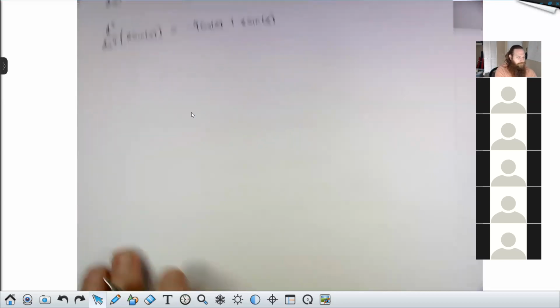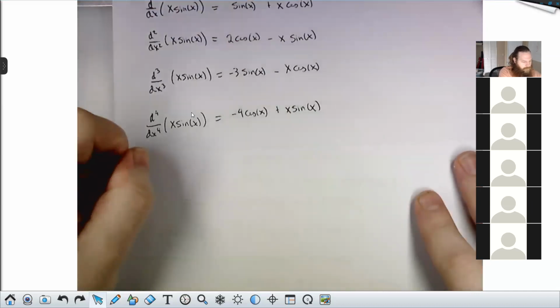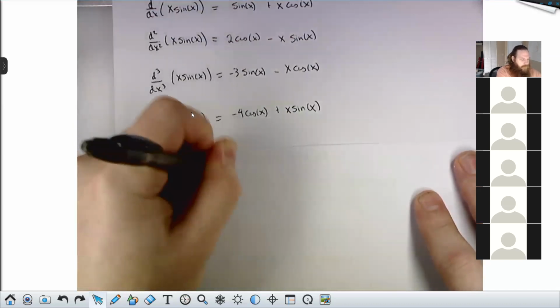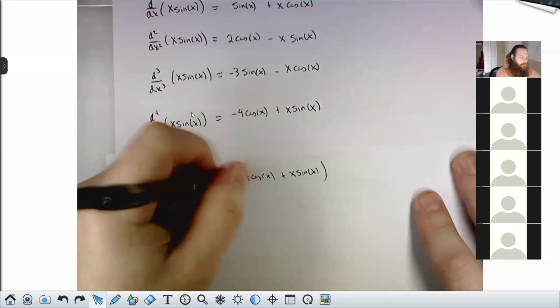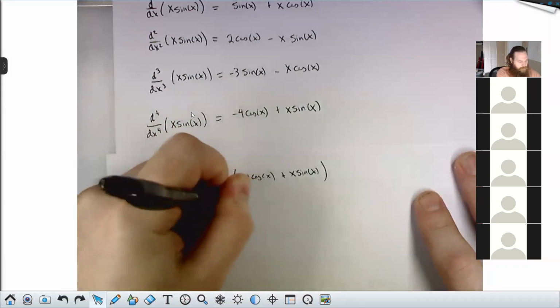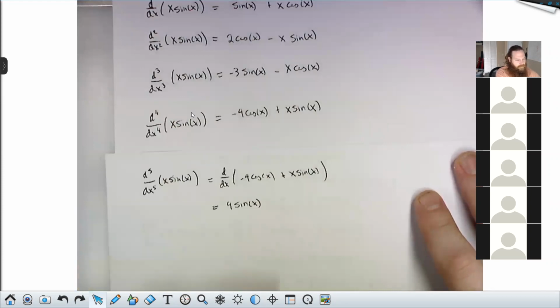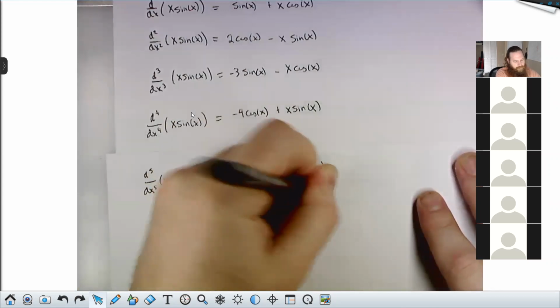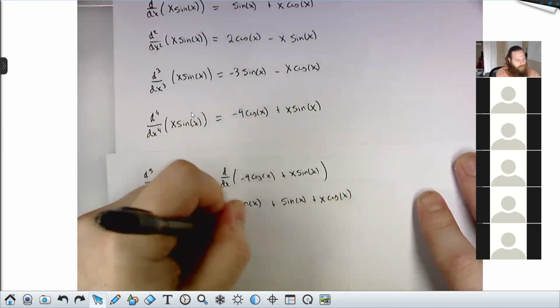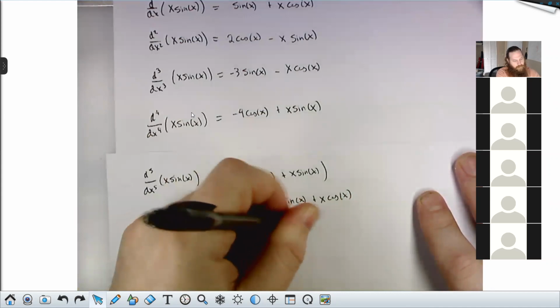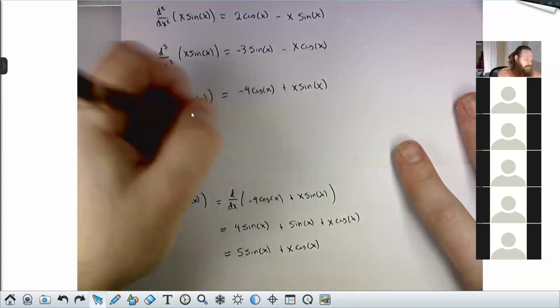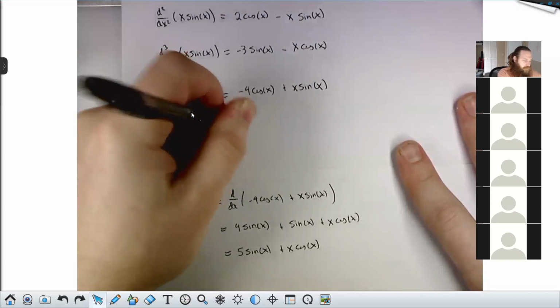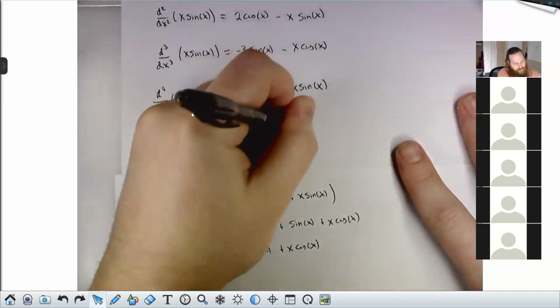I'll go ahead and do the calculation for the fifth derivative. I'm going to do it over here so we don't clutter our work here. And then I'll copy it down over there. D5/dx to the 5 of x sine x is d/dx of all of this, negative 4 cos x plus x sine x. The negative 4 cos x is going to become positive 4 sine x. And the derivative of x sine x we know is sine x plus x cos x. So this is going to be 5 sine x plus x cos x. So that's the fifth derivative, d5/dx to the 5 of x sine x is 5 sine x plus x cos x.